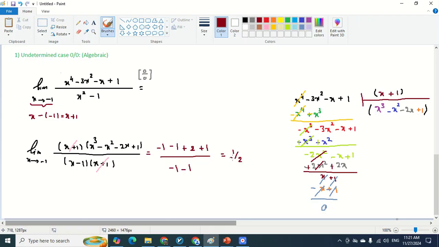So we just solved the equation over here by using the long division. I hope that you understood the concept. Another type of 0 over 0 is the trigonometric cases, where you should use the trigonometric substitution. I will give you one example of that case as well.